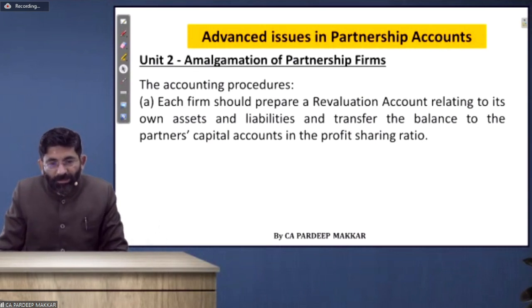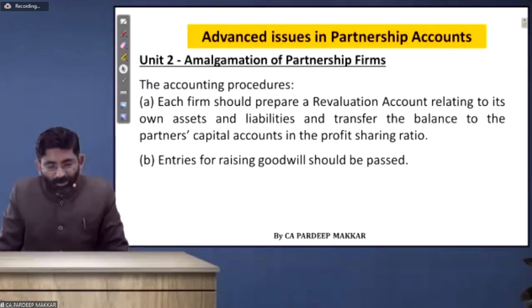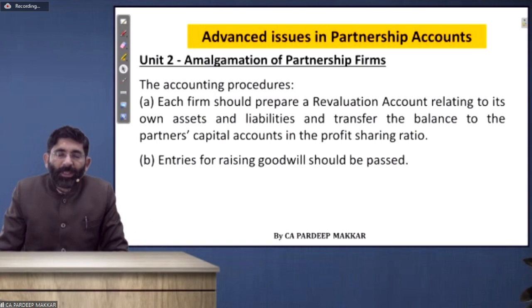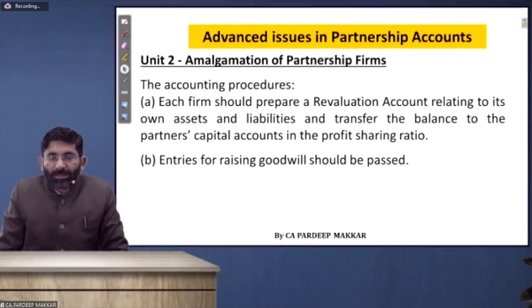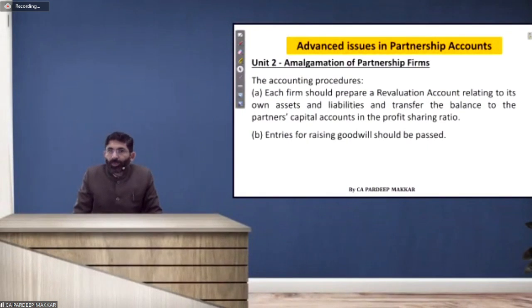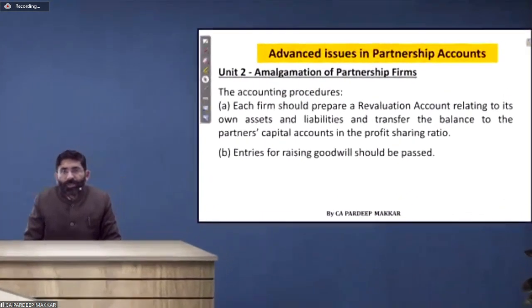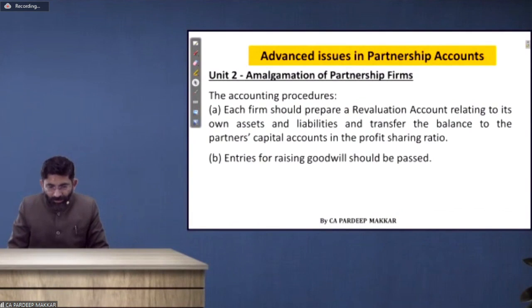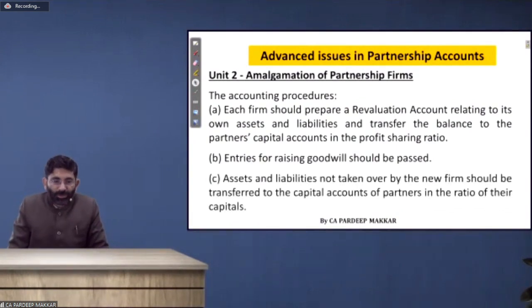So in our last lecture, we have done amalgamation. I'm just reviewing that. First of all, we have to prepare the revaluation account. Whatever the profit or loss on revaluation is there, transfer it to the partners' capital accounts. If there is any goodwill, you must enter it. Goodwill has two methods, which we know from our partnership chapter in class 12: when goodwill is raised, and when it is adjusted without raising or writing it off. As per the case, we have to use the method.